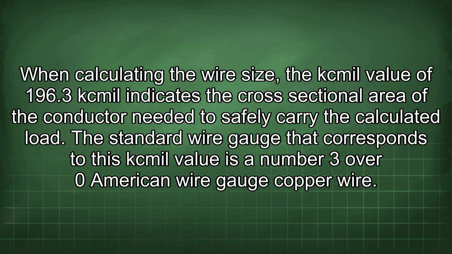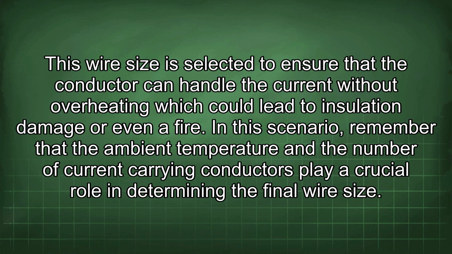When calculating the wire size, the kcmil value of 196.3 kcmil indicates the cross-sectional area of the conductor needed to safely carry the calculated load. The standard wire gauge that corresponds to this kcmil value is a number 3/0 American wire gauge copper wire. This wire size is selected to ensure that the conductor can handle the current without overheating, which could lead to insulation damage or even a fire.